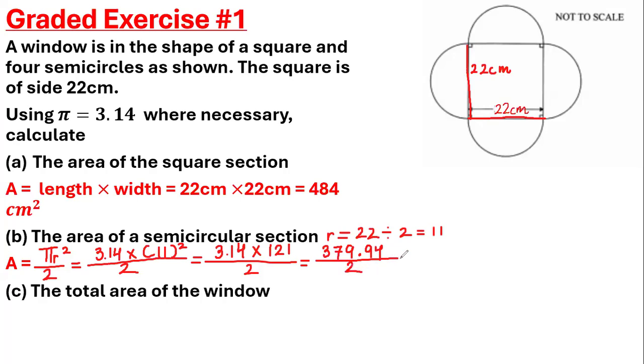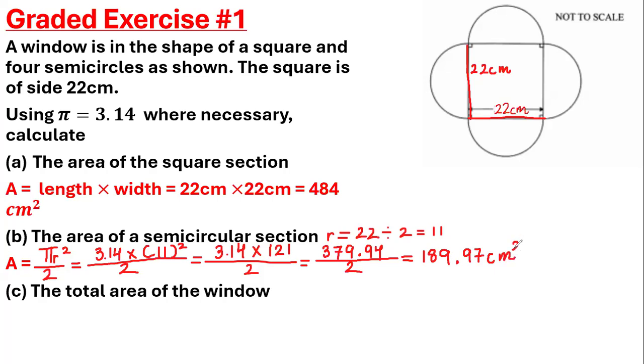So we have to divide it by 2, right? Divide it by 2. It's going to be 189.97 centimeters squared.